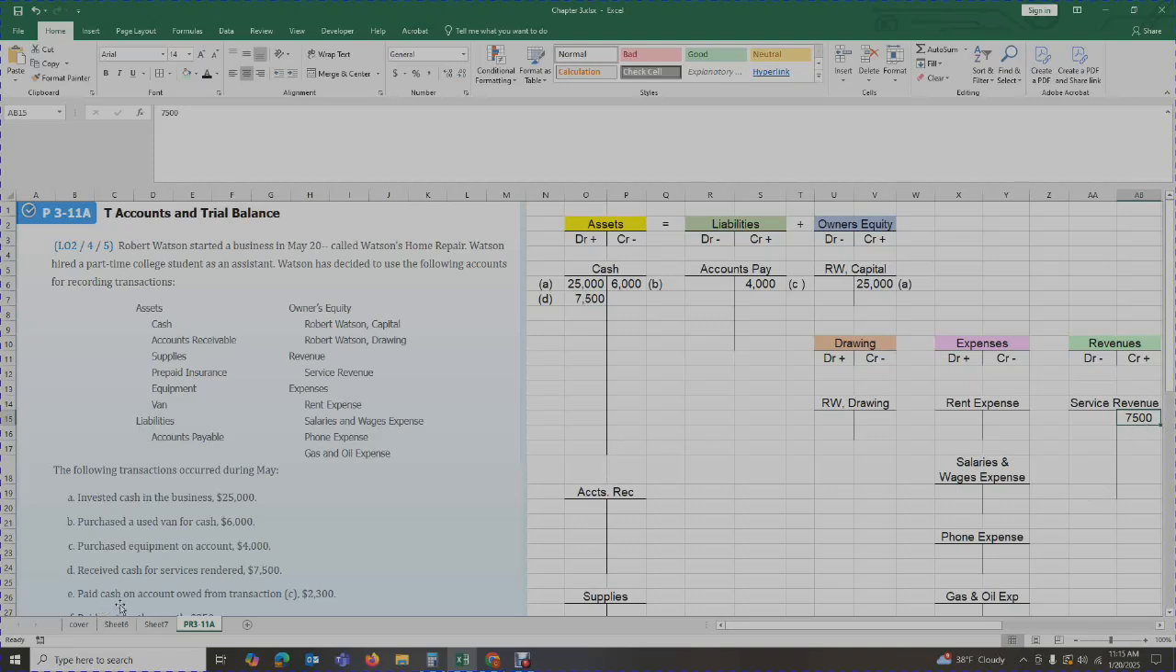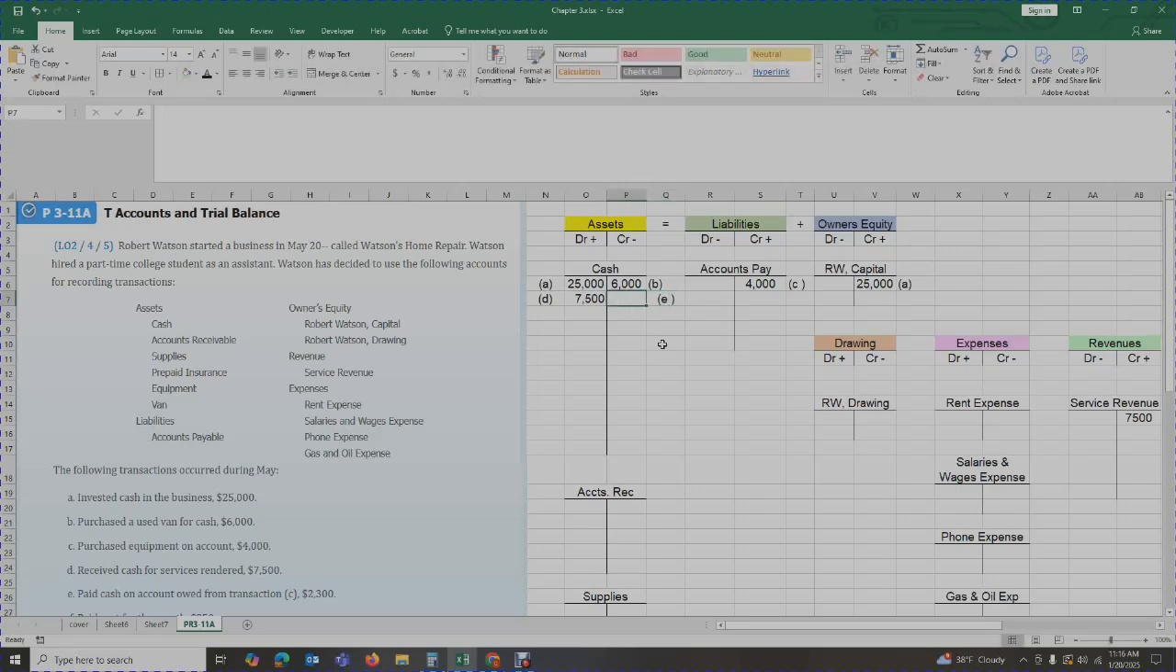Letter E, you paid cash on account owed from transaction C. So remember, in transaction C, we bought a piece of equipment for $4,000 on account. Now on transaction E, I am making a partial payment of $2,300. So I owe $4,000. I am going to pay $2,300 of that. So what's going to happen to your cash? Well, your cash is going to decrease, okay? This is letter E. A, B, C, D, E. Letter E.